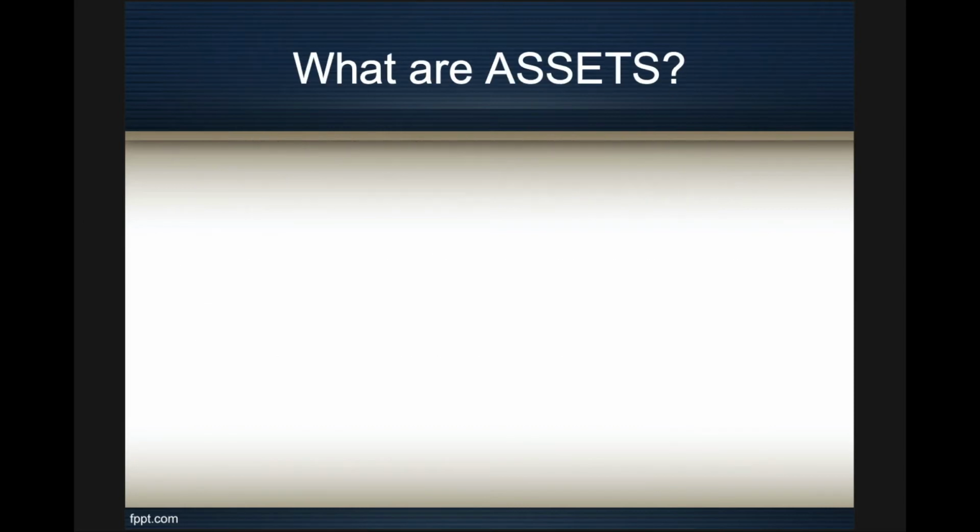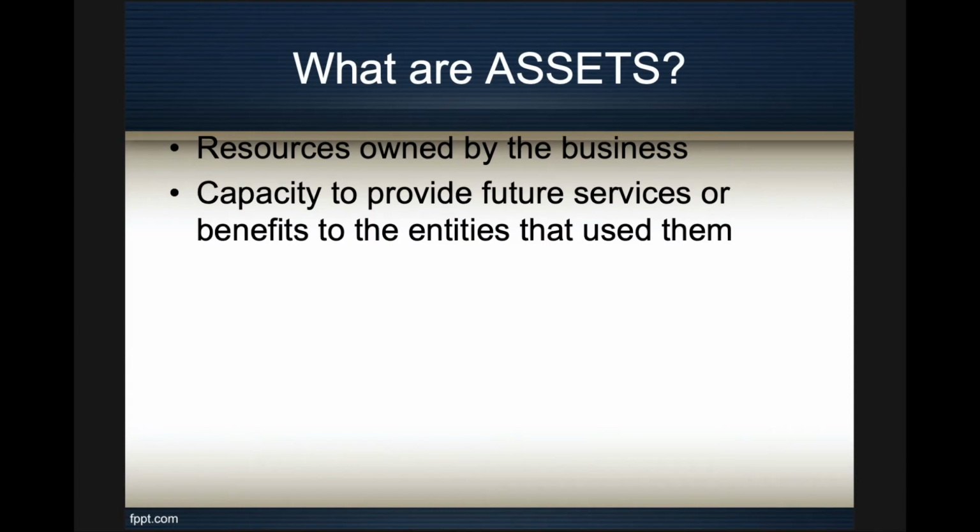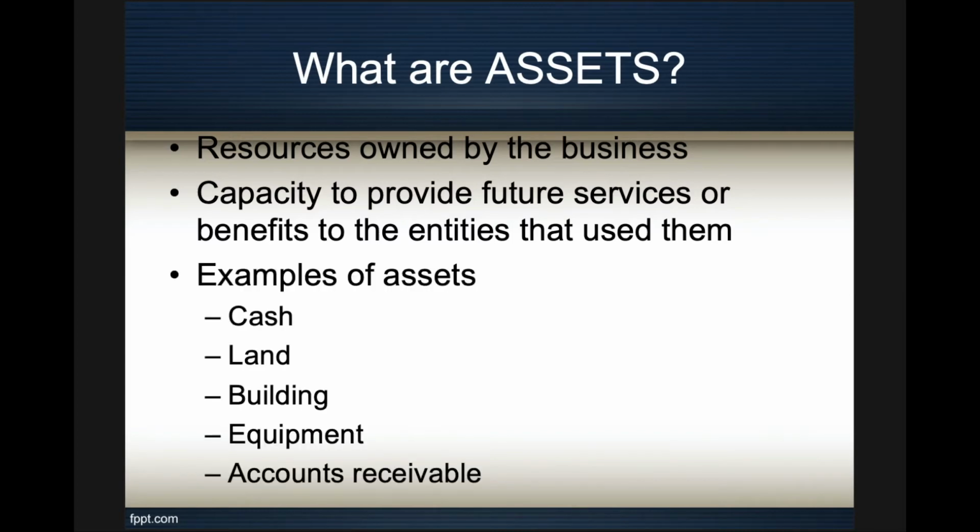So let's look again at what assets are. Assets are resources owned by the business. Meaning, if these are resources owned by the business, they have the capacity to provide future services or benefits to the entities that use them. Let me give you some examples first: cash, land, building, equipment, accounts receivable. When a business has cash, this cash can be used later on for the purchase of supplies, payment of salaries to employees, something like that.